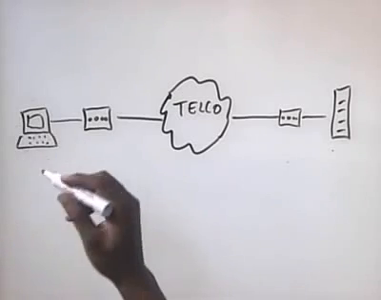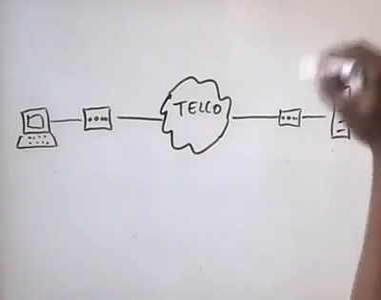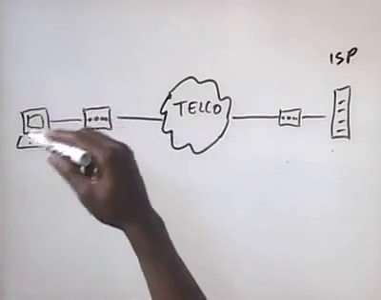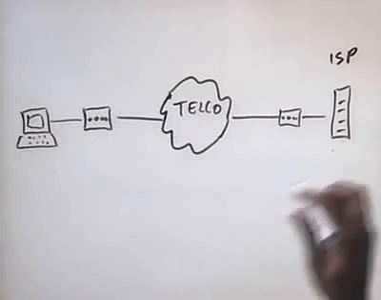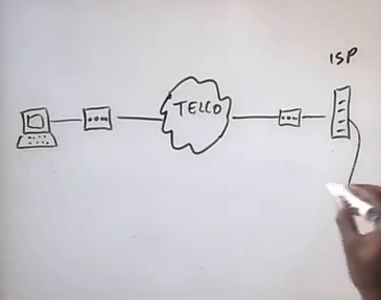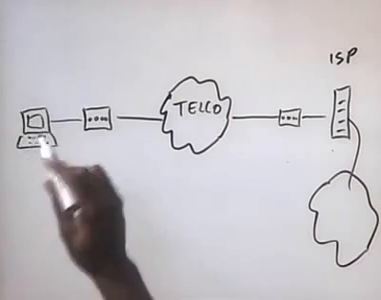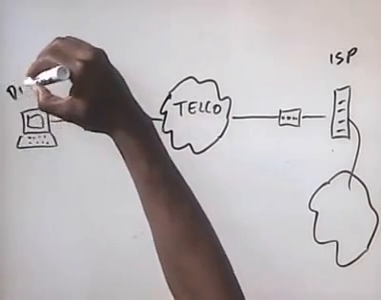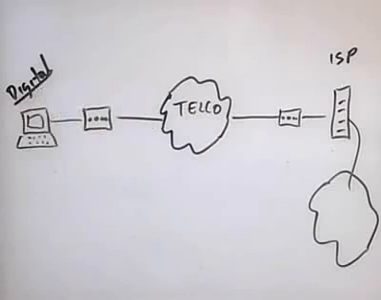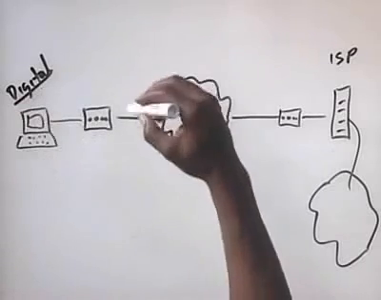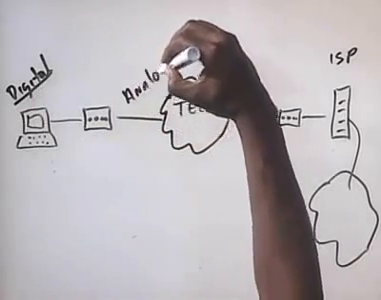Say for instance you're wanting to dial your ISP over here. Here's your ISP, and you're on your home computer. You're wanting to connect to the internet. The ISP provides you with a connection out to the internet here. Your home computer is speaking in a digital language, whereas here the telephone lines are analog phone lines.